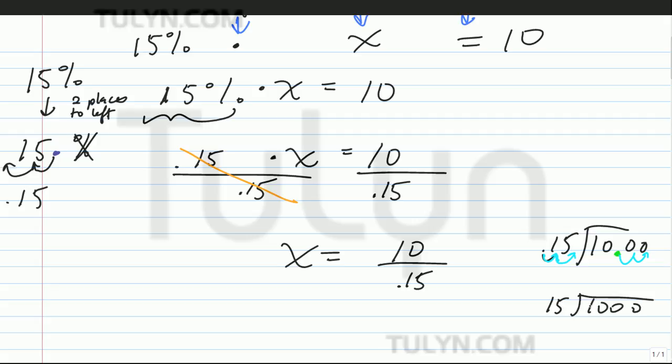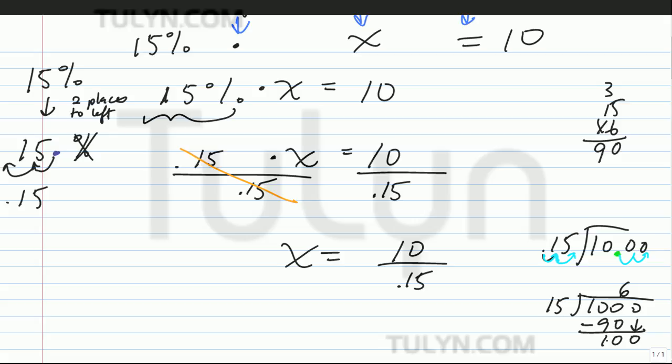Does 15 go into 1? No. Does 15 go into 10? No. Does 15 go in 100? Yes, it does. Let's see how many times. It goes in 6 times. 15 times 6, right, is 5 times 6 is 30. 0 right here, 3 goes up. 1 times 6 is 6, plus 3 is 9. So 15 times 6 is 90. Put 90 right here. 100 minus 90 is 10.